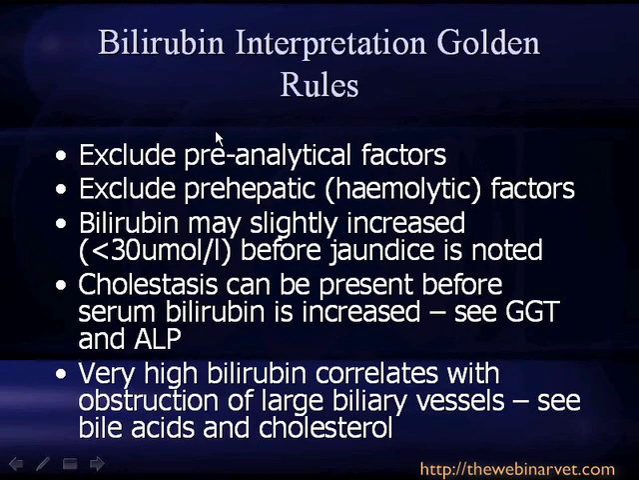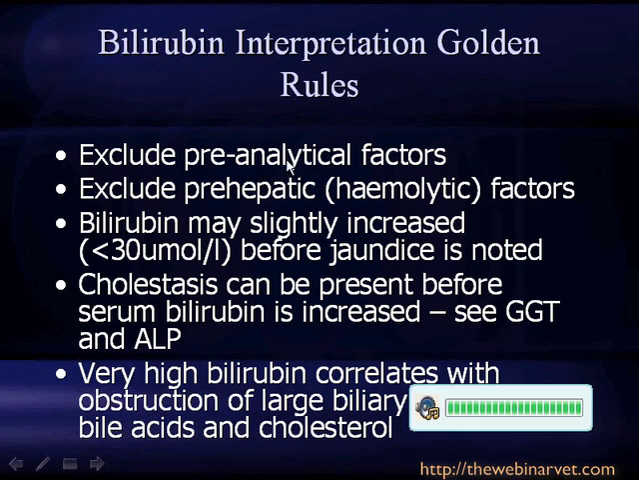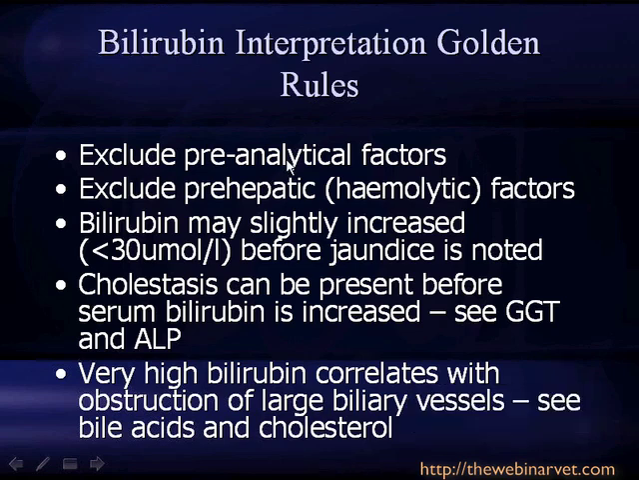So our golden rules for interpreting bilirubin are, first of all, get the pre-analytical factors out of the way. That's the stuff that we talked about with hemolysis and lipemia. It's true of any test that you're undertaking. Get pre-hepatic disease out of the way. And then if we're seeing very marked increases in bilirubin, start to think of obstruction of large biliary vessels.